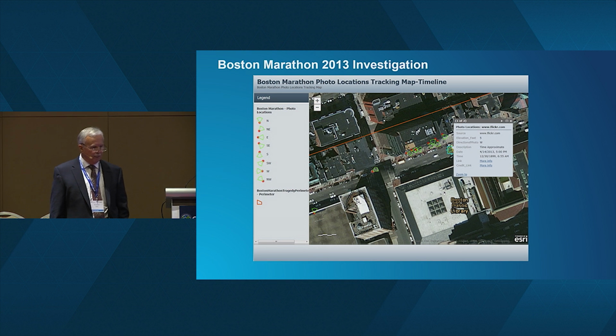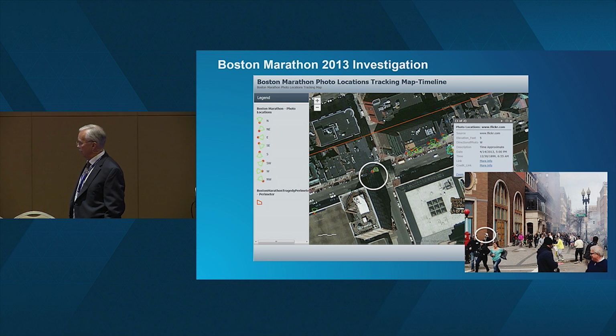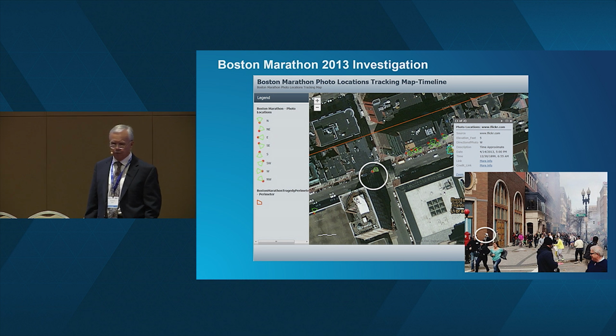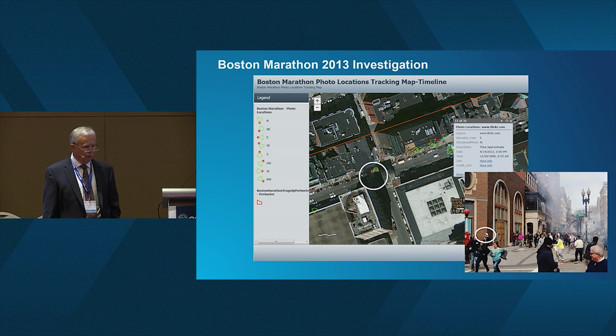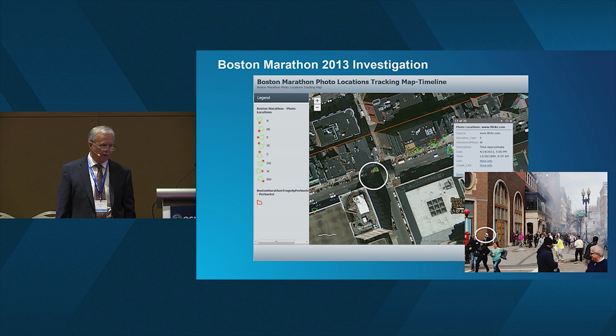During the investigation, a lot of pictures were taken, and there was a great urgency to capture the perpetrators. So the photos that had geotags on them were brought together. They were integrated into GIS to look at directions and tracking, and they were instrumental in helping find the perpetrators.